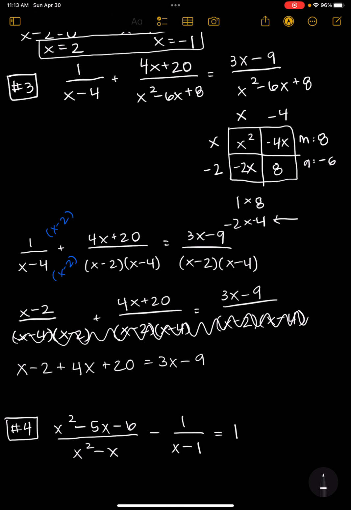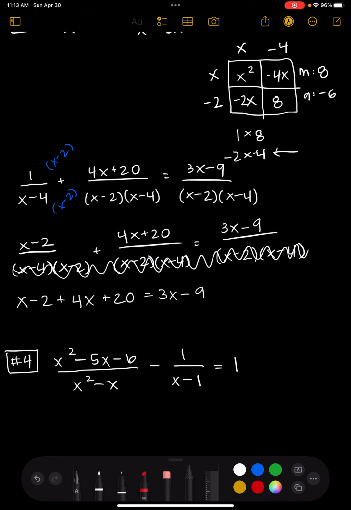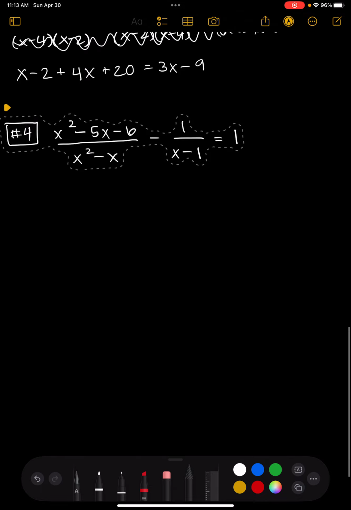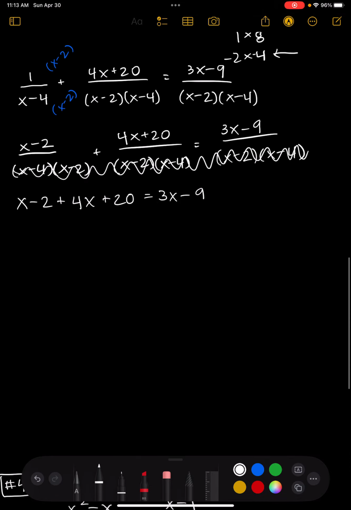Let's combine like terms on the left. In fact, one second. Let me move this just so we have some more space. Okay. Here we go. So now let's combine like terms on the left side. So we have x and 4x, which would give us 5x. And then minus 2 and plus 20, which would give us plus 18, is equal to 3x minus 9.